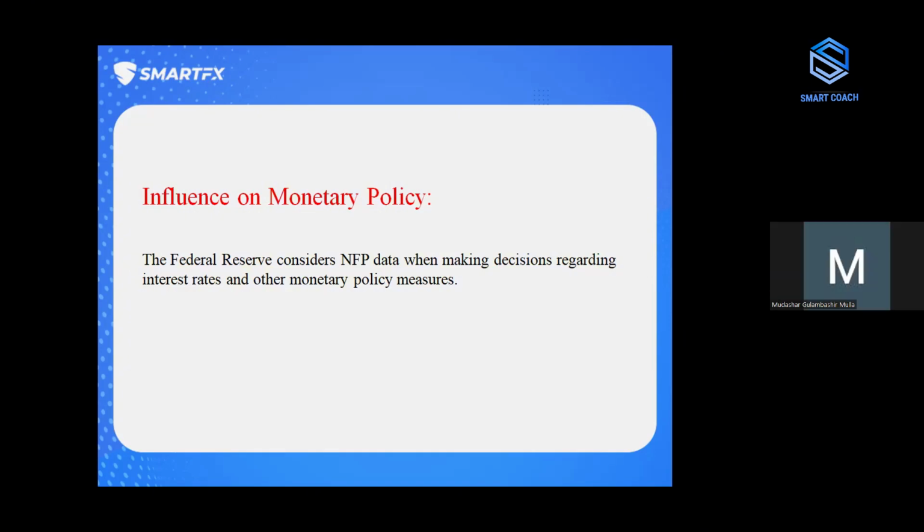Because as you know, when the value of the dollar goes up, investors all over the world want to invest in dollars to get a high return on investment. That's exactly what happens. All right.